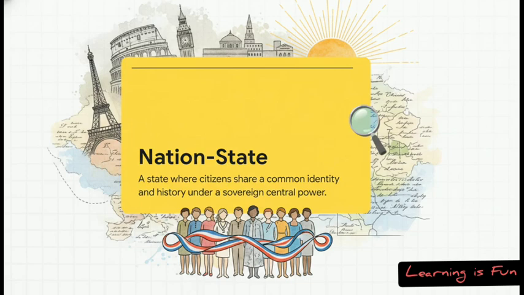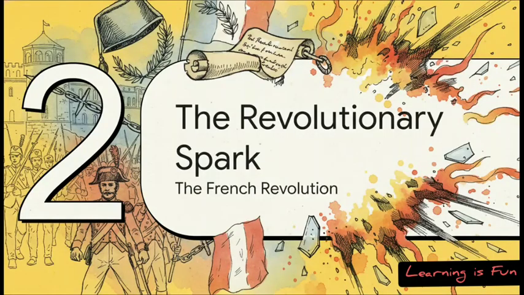And honestly, this is a revolutionary concept. It's not just about a piece of land with a ruler, it's about a people who feel like they belong together, who share a common identity, a history, a culture, and who believe they should be in charge of their own destiny.